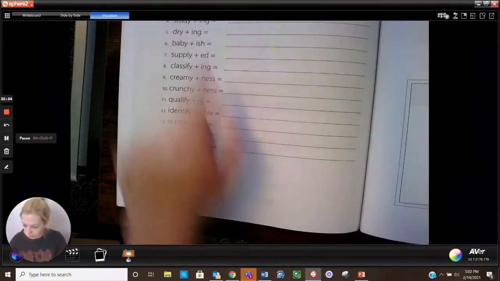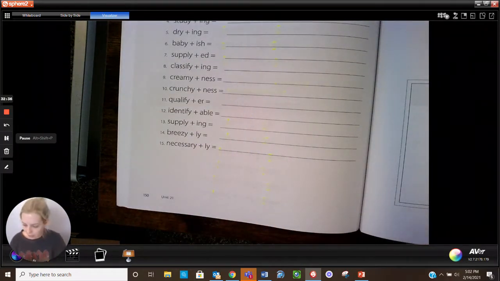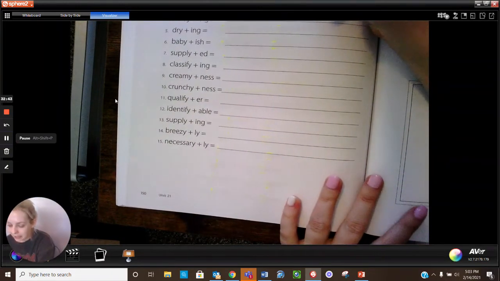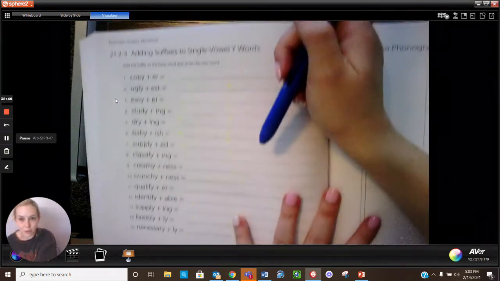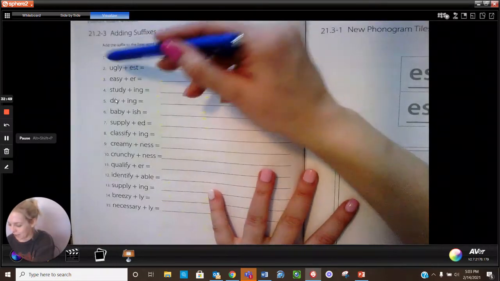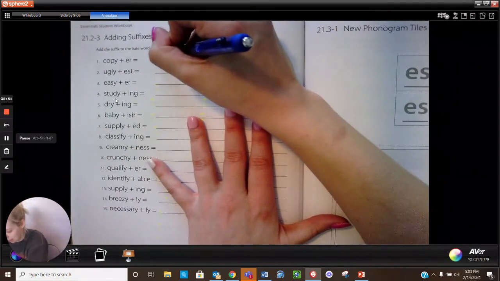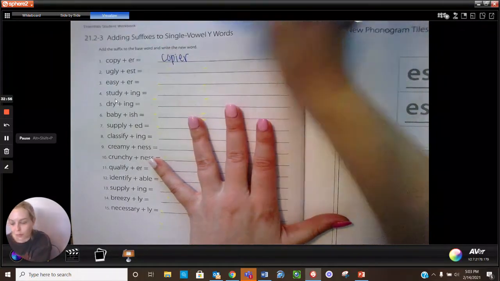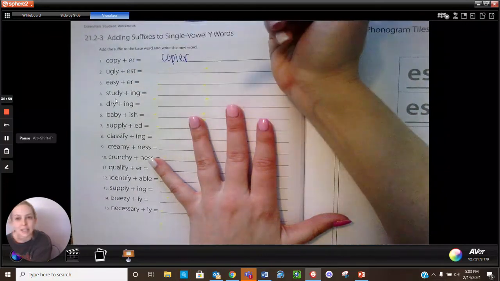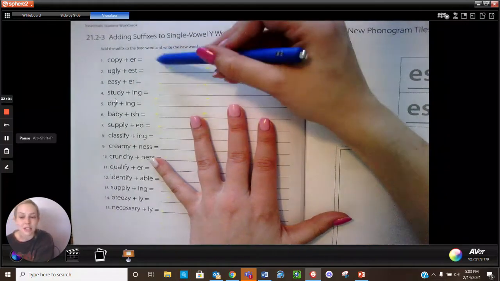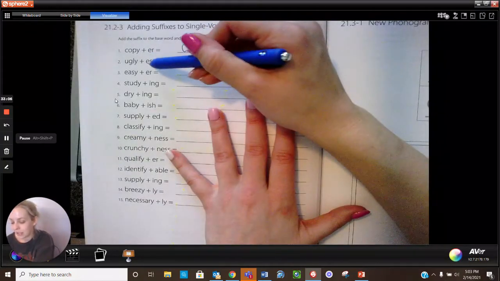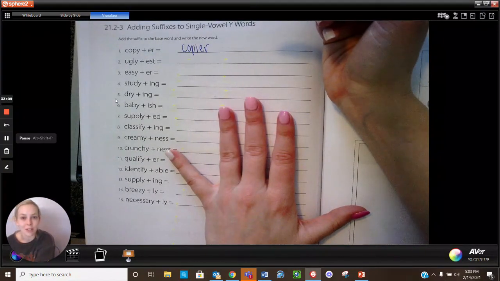All right, over here, I want you to add the suffix to the base word and write the new word. So we have copy plus er, and that becomes copier. Remember, because the suffix does not start with I, that Y changes to I. Okay, let's do two more together and then I'll have you pause the video.